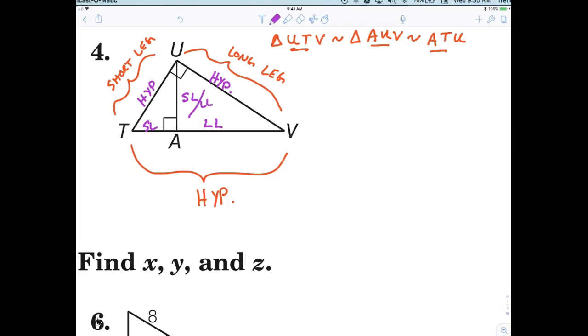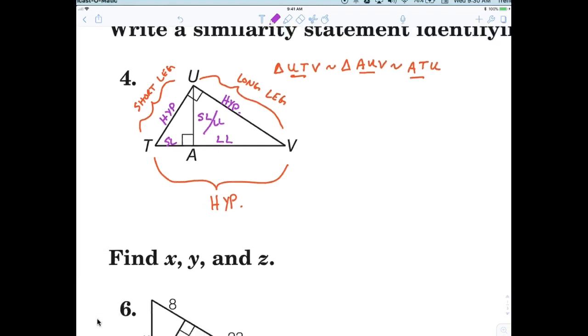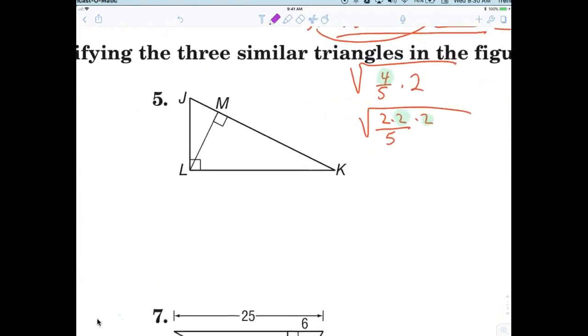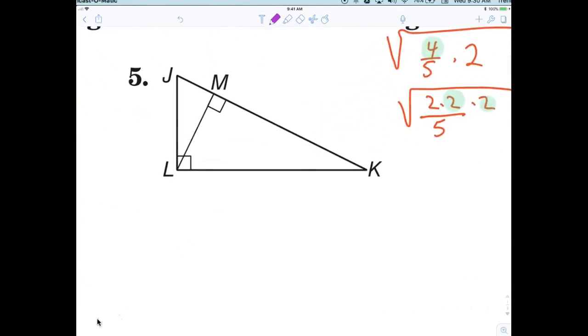All right. So now what I want to do is go over to question number 5. And let's see if we can do the similarity statement. Personally, I always start with the large one first. So I'm just going to write triangle JLK.